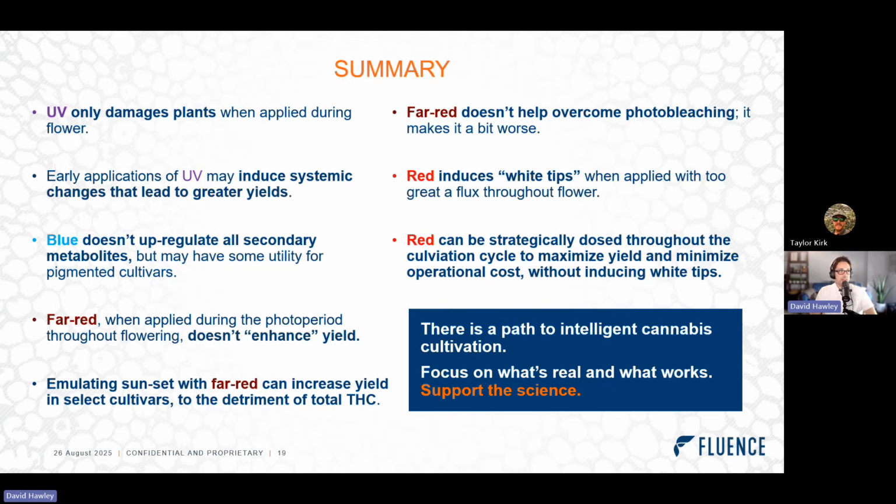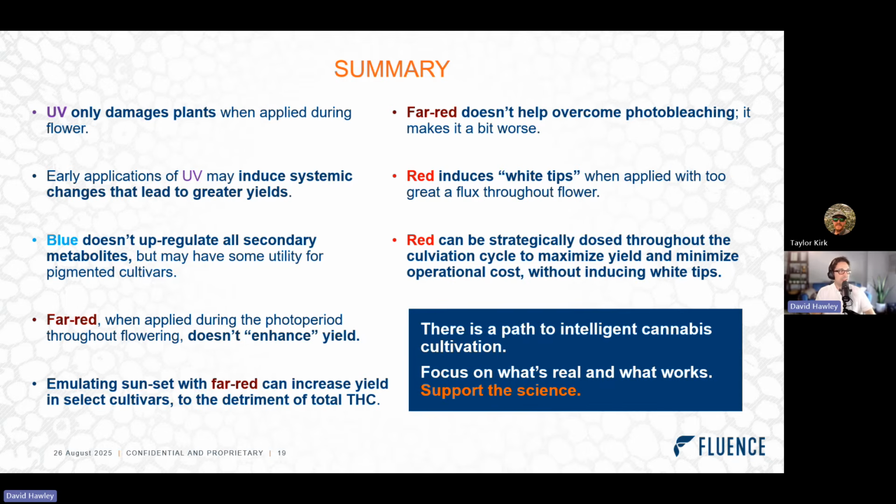Blue doesn't upregulate all secondary metabolites, but may have some utility in pigmented cultivars. So just like I described with lettuce and a finishing spectrum for lettuce and how you get more anthocyanin, maybe there's a place for that in cannabis too, for purple and pink flowers. And that's something that we are working on, but don't have a solution for just yet because we haven't seen any cases where that actually works just yet, and we'll keep you posted.